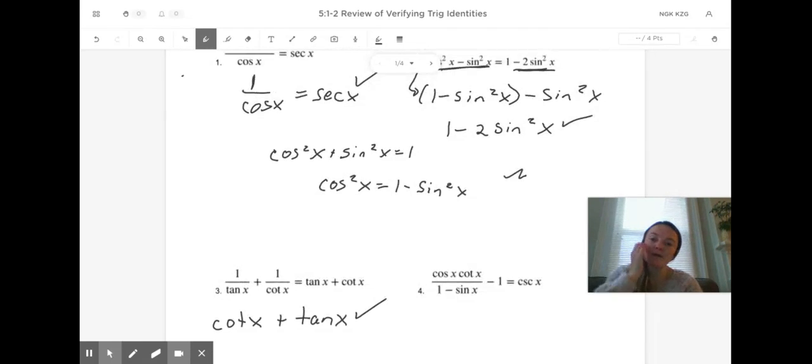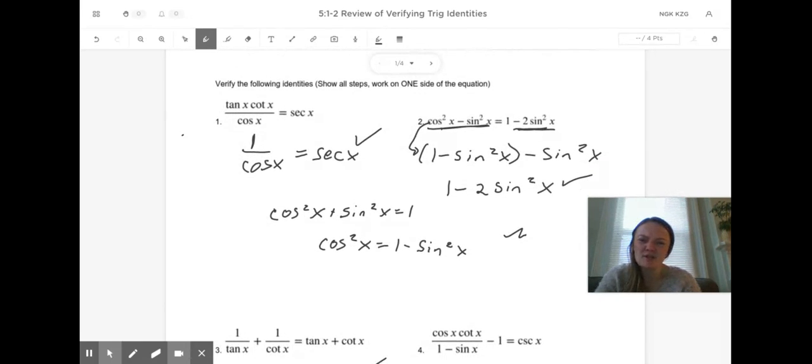All right, so basically, the first 3 questions are pretty straightforward. Tangent x cotangent x is a reciprocal identity, and so tangent x times cotangent x is just going to be 1, and 1 over cosine x is secant x.